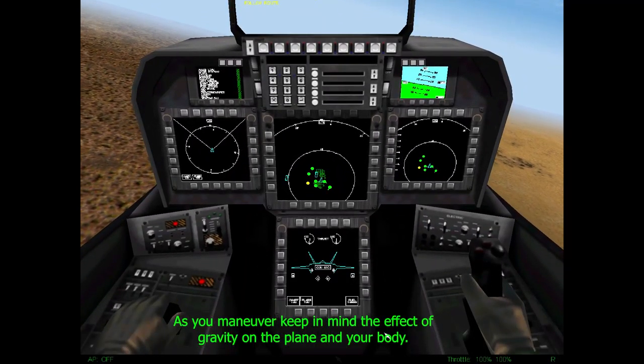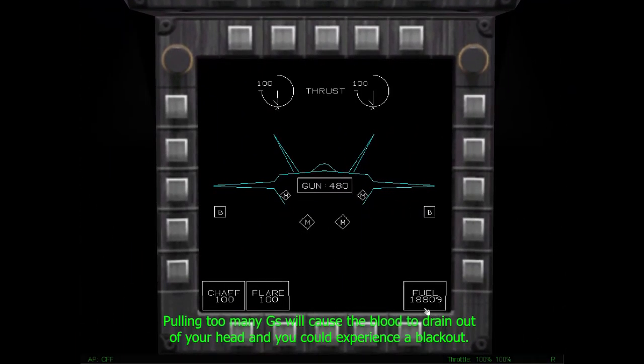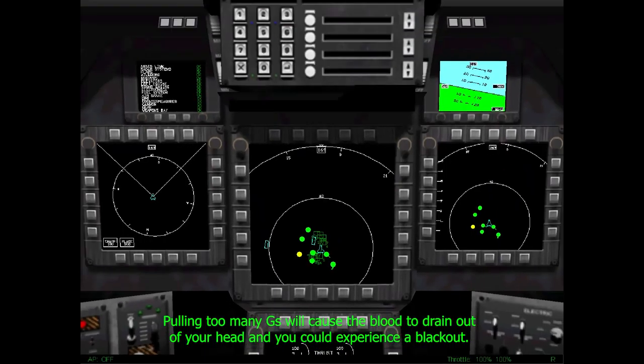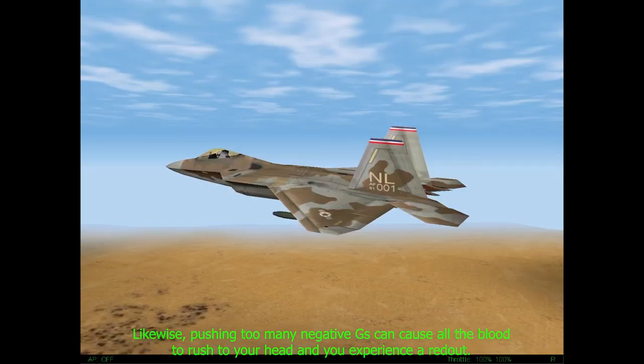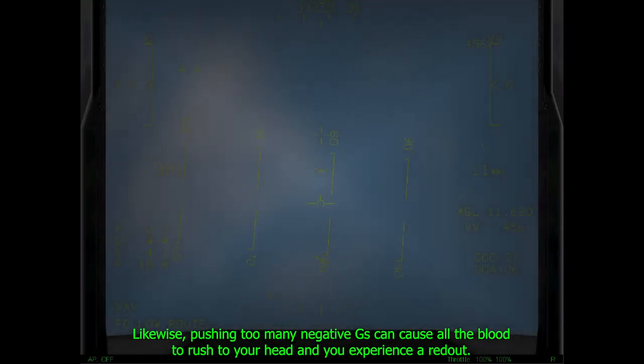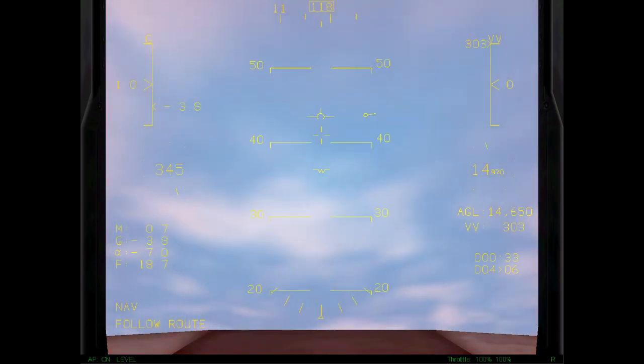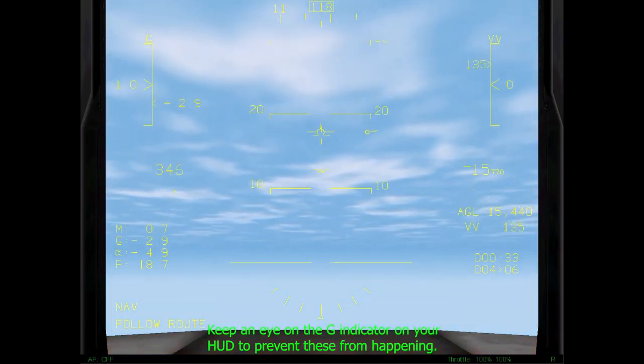As you maneuver, keep in mind the effect of gravity on the plane and your body. Pulling too many G's will cause the blood to drain out of your head and you could experience a blackout. Likewise, pushing too many negative G's can cause all the blood to rush to your head and you experience a redout. This begins to occur around negative 4 G's. Keep an eye on the G indicator on your HUD to prevent these from happening.